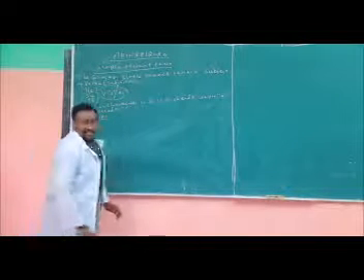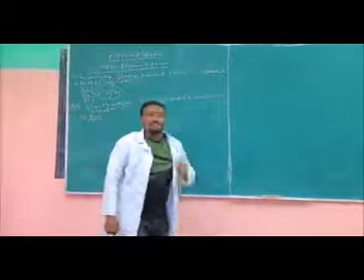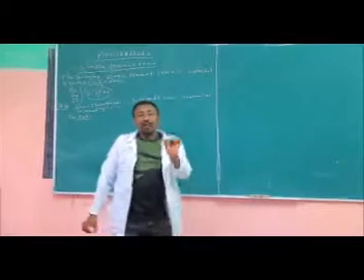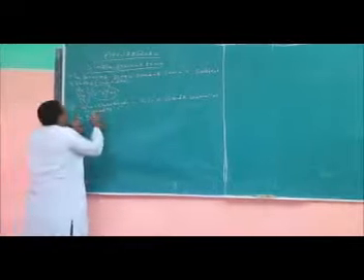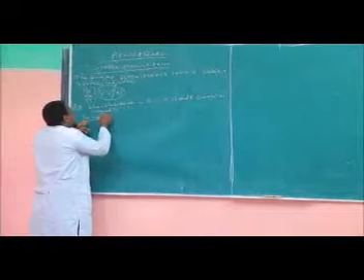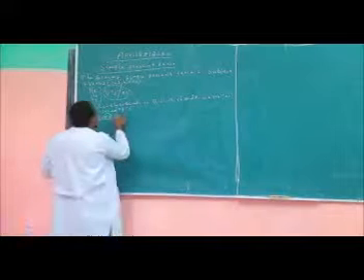Now, the verb ends in O. The verb is go. The infinitive is go. Because of the subject he, we are making this ES. He goes to school.